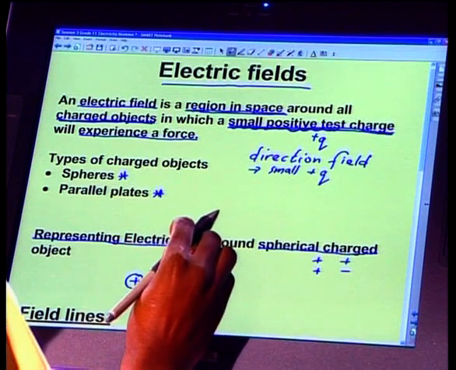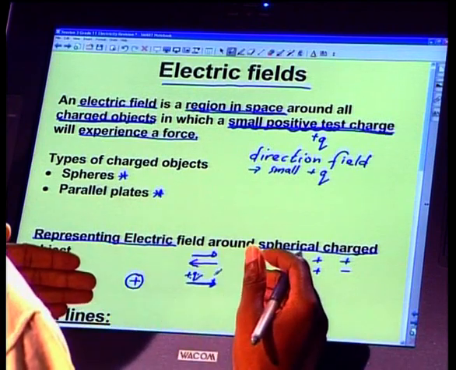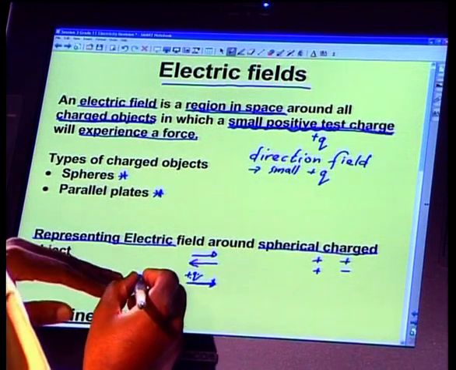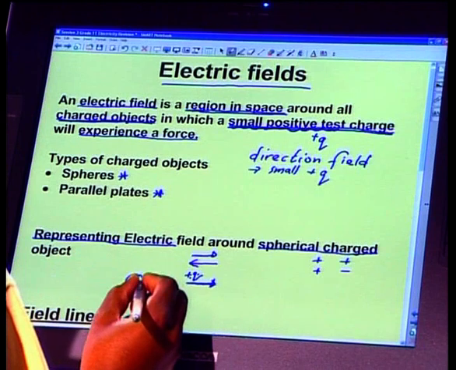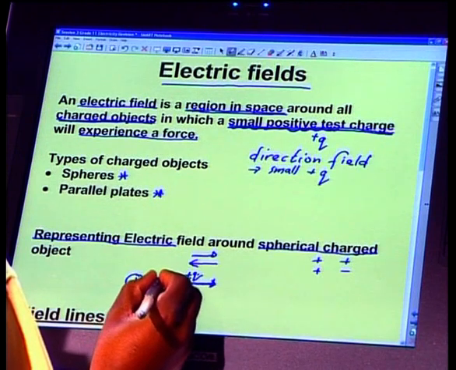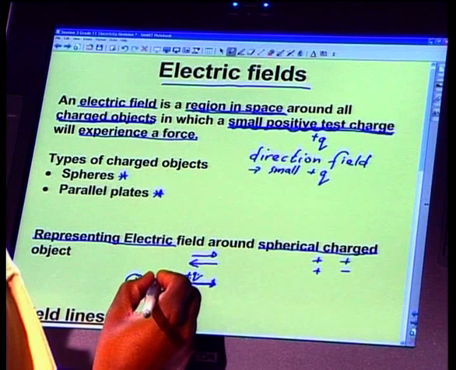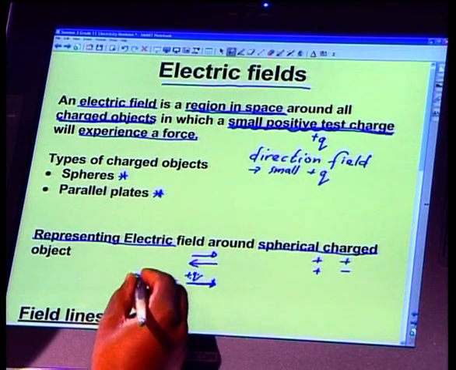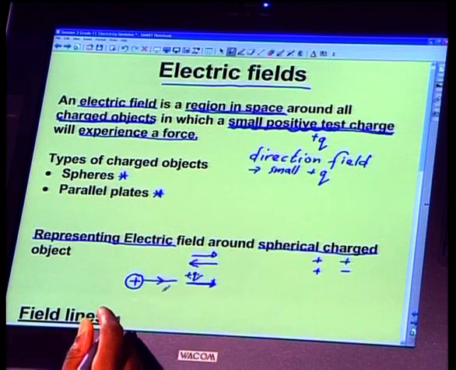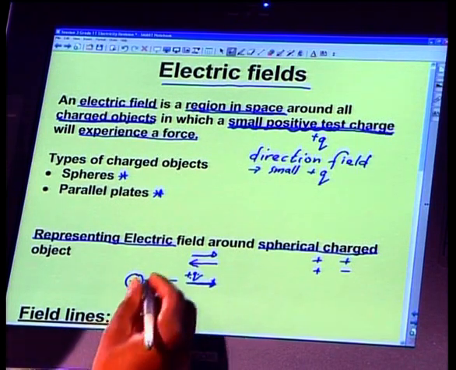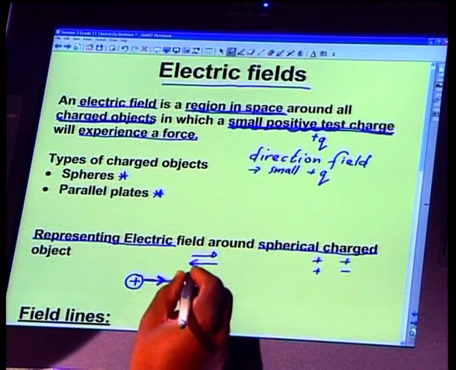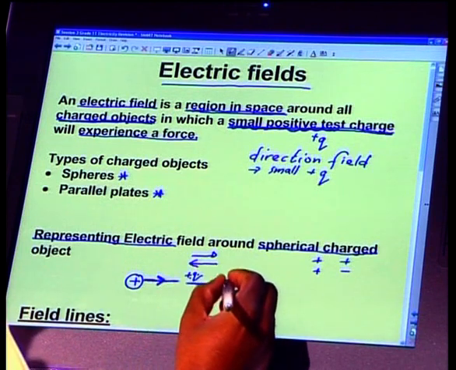And now that the positive test charge is going to move away from the charge, the direction of the field will be shown as a line that shows that it is moving out of the positively charged sphere. Now, this line here that I have just drawn, and I've given it direction because I've put my test charge there, is called a field line.